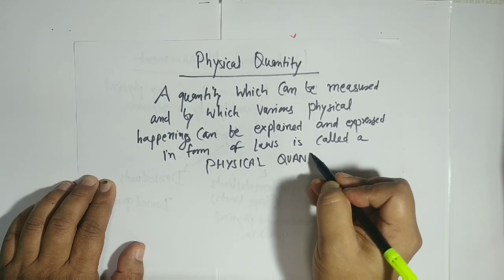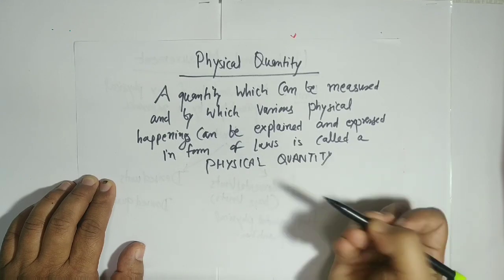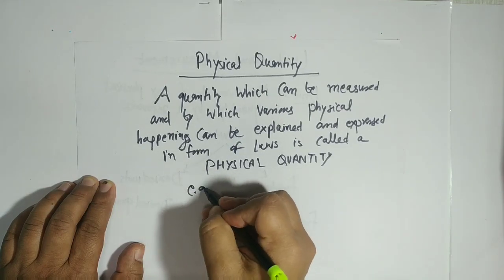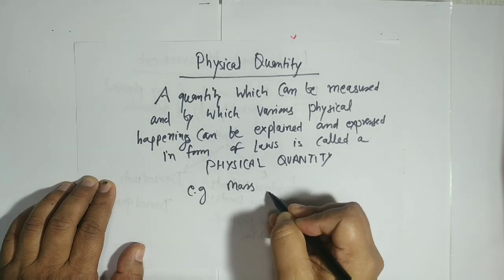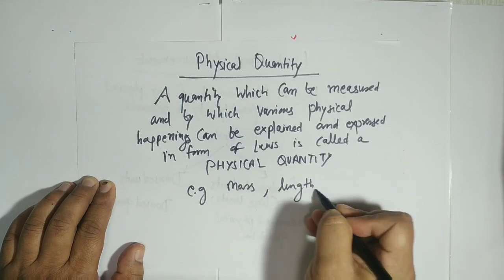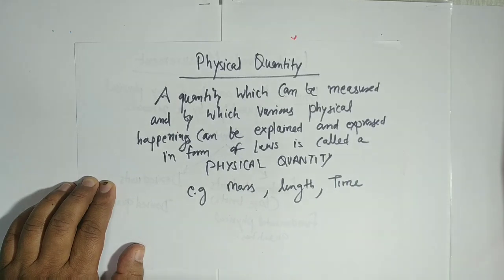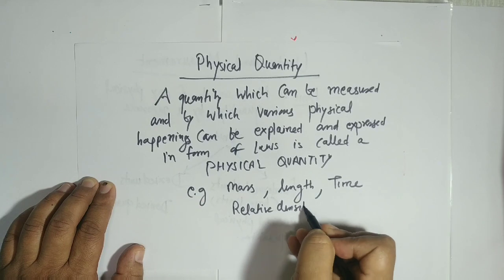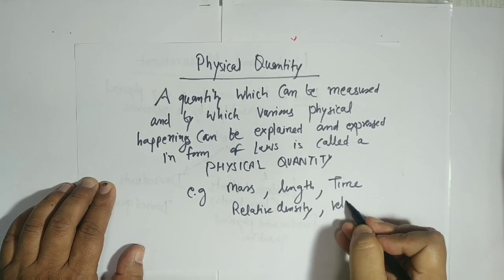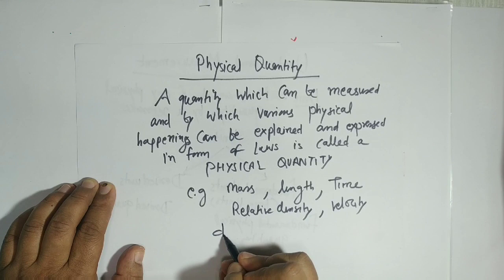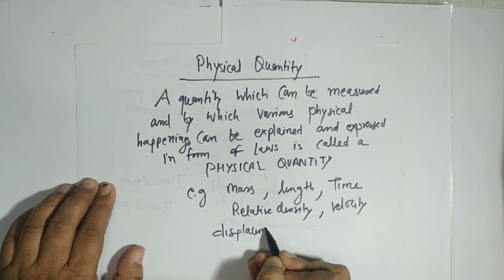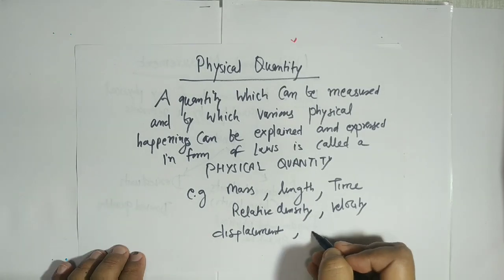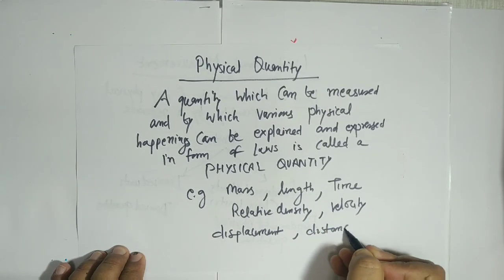Now we know physical quantities, for example mass, length, time, relative density. This is also a physical quantity. We say velocity, we say displacement, distance. Now these are the physical quantities.